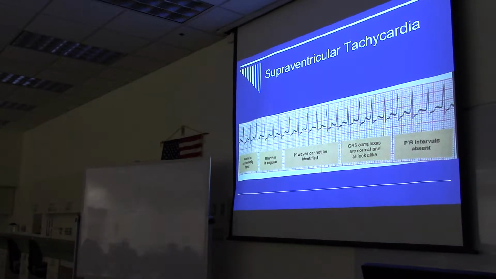Does anybody have a calculator? Let me count the little boxes. 215. 215? Yeah. Did you divide 1,500 by 7? Yeah. So 214. So you rounded off to 214? Yeah. Okay. So the heart rate is 214 beats per minute.